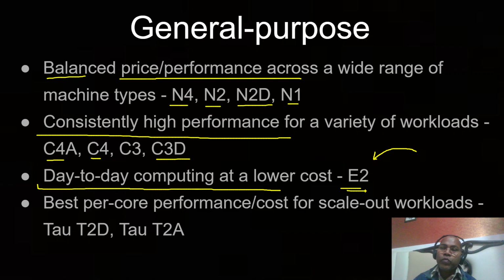Let's say you are going for very high graphical processing, or very complex algorithm processing that might require GPU kind of memory. So there we have to think about the different series available. Generally, for best per core performance and cost for scale-out load, we have different kinds of series, T2 series, T2A series.